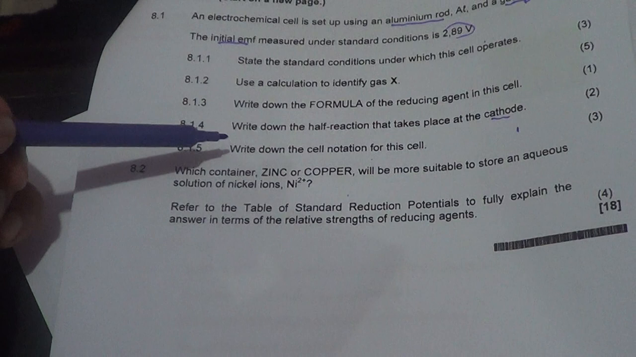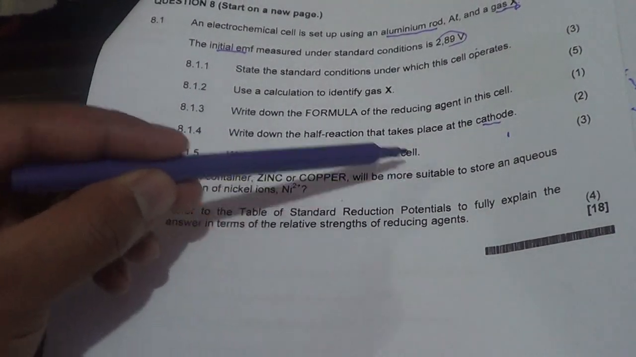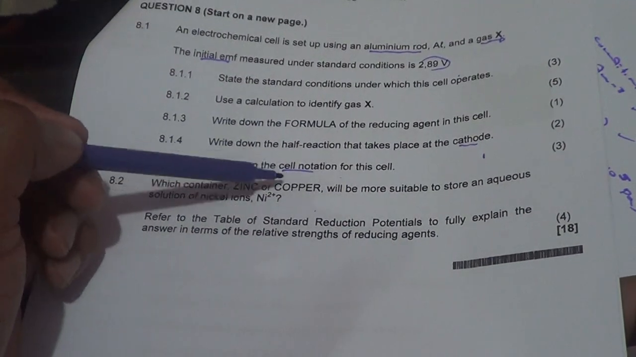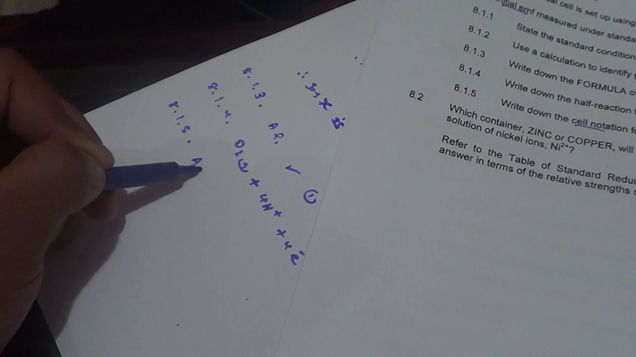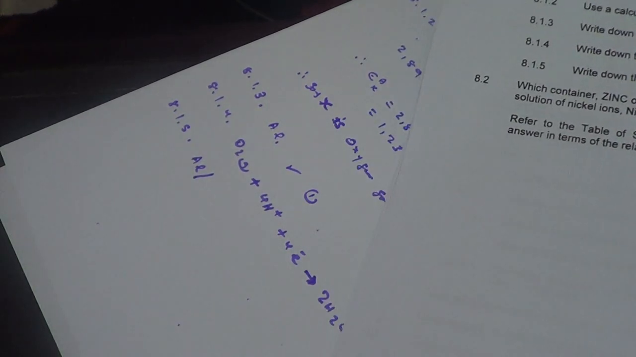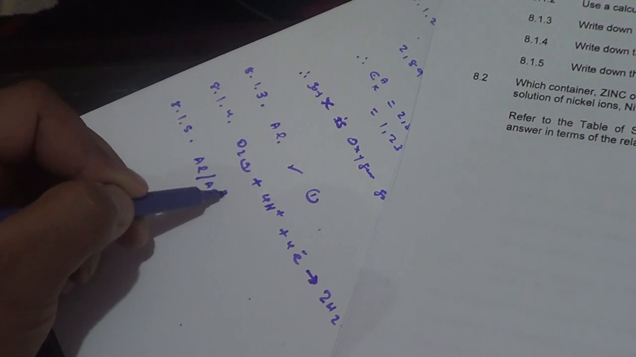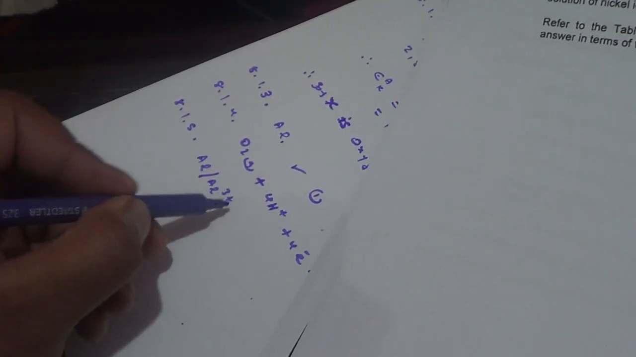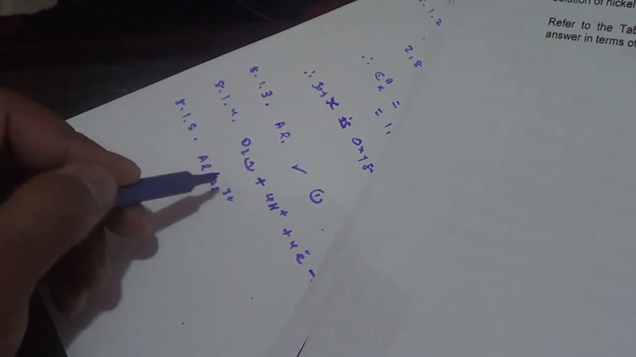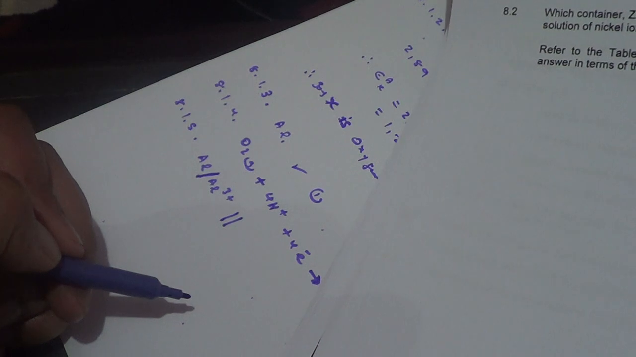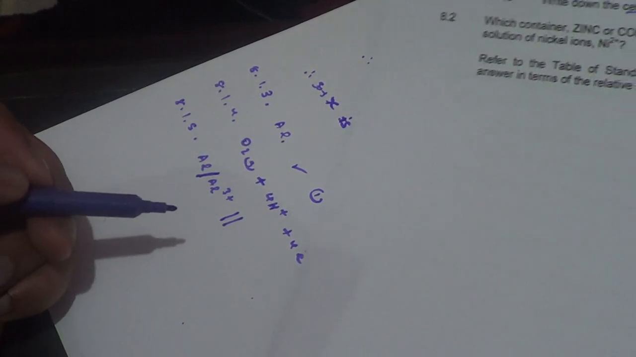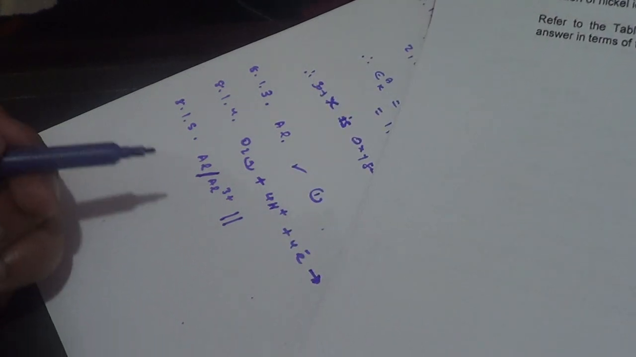8.1.5. It says write down the cell notation for this cell. Now, you know the cell notation by convention, you're starting with the anode, or the reducing agent. So this is aluminium. You write that slanted thingy there, it goes to aluminium 3 plus ions, because it is itself being oxidized, isn't it? No, you're not going to write electrons. Remember, this one is slanted to show this is the half cell. Then this one must be vertical, which represents the salt bridge, because they told us this is an electrochemical cell. And of course, if it happened under standard condition, it is a galvanic cell, and therefore we will have a salt bridge.